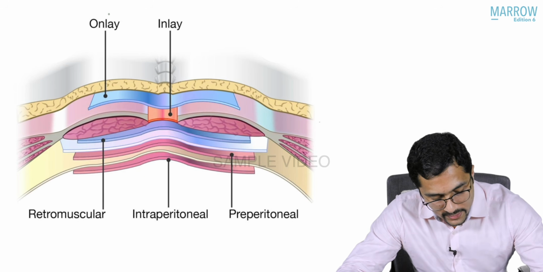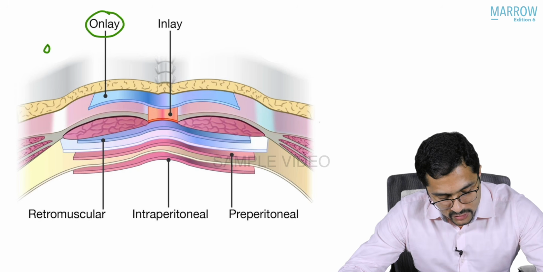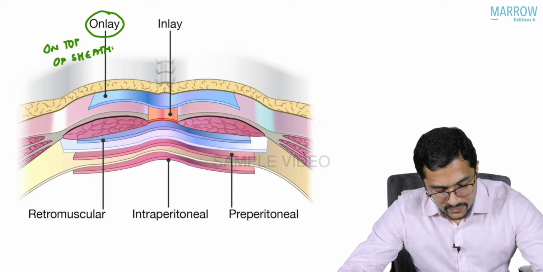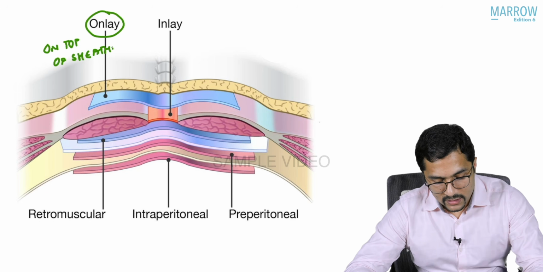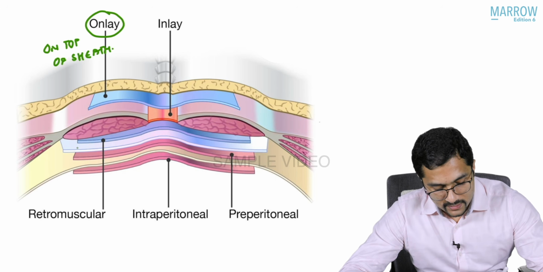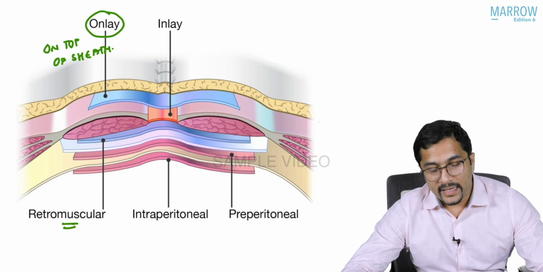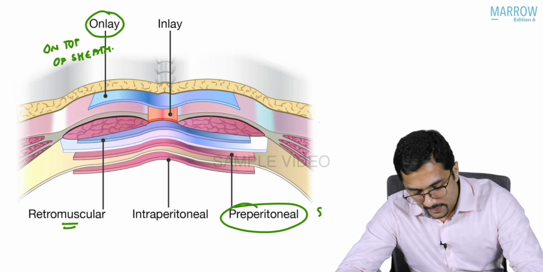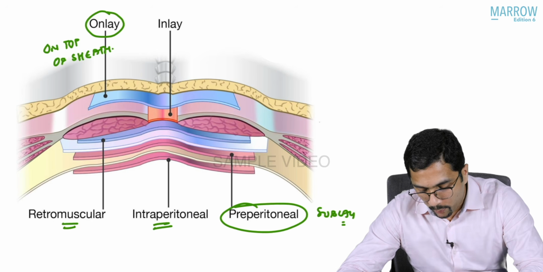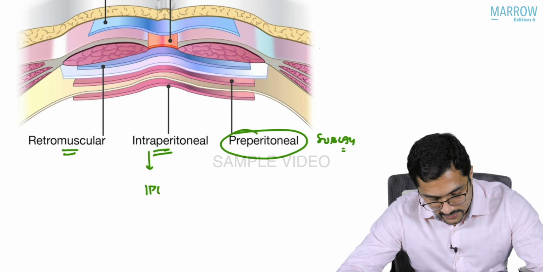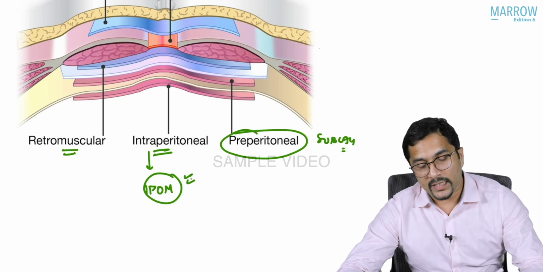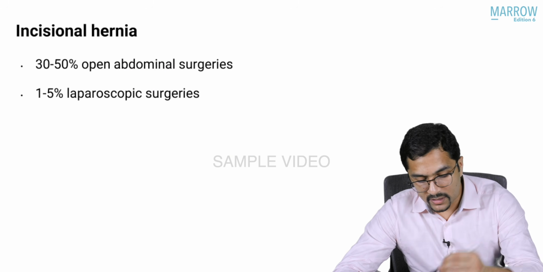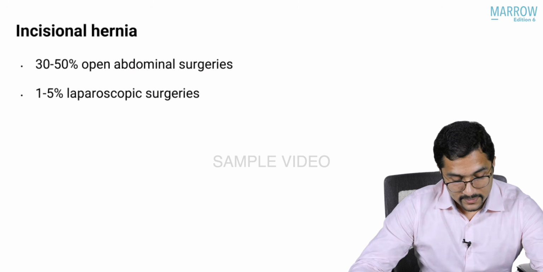Onlay is when you place the mesh on top of the rectus sheath. Inlay is when it is at the same level as the rectus sheath. Then retromuscular, as the name says, is behind the muscle, and preperitoneal is also known as sublay, and intraperitoneal is IPOM. This is what is gaining a lot of popularity these days. IPOM is intraperitoneal placement of mesh. So these are the various places where mesh can be placed while doing surgeries.